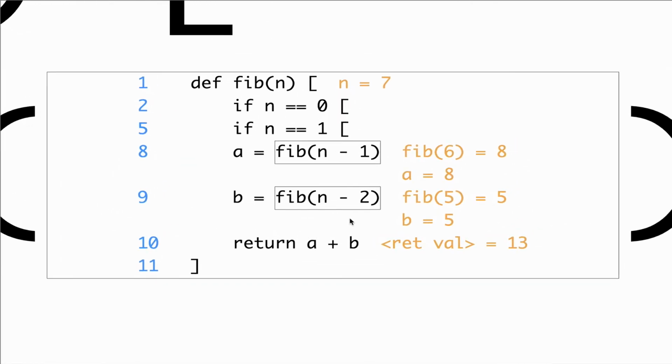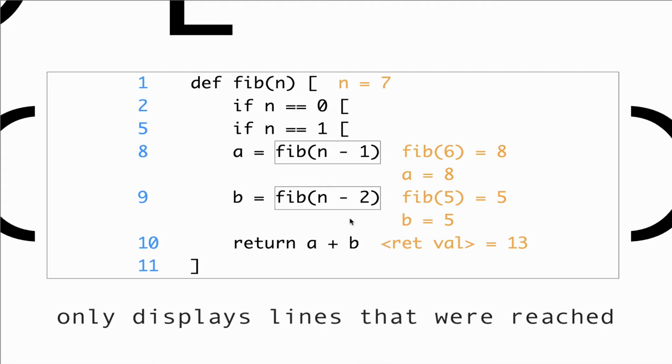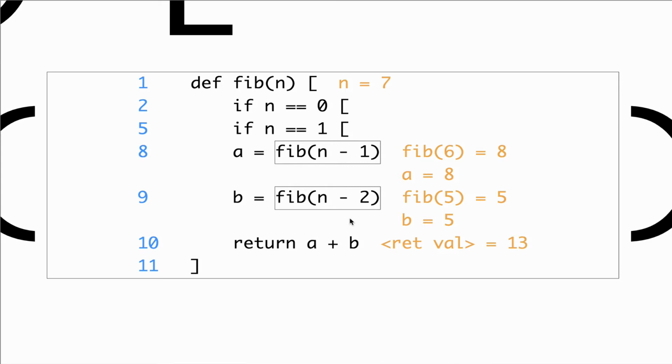Here, we see the execution of the fib function with n equals 7. It does not show every line of source code, but rather it only displays the lines that were reached. Whenever there is a function call, it shows its actual inputs and outputs on the right-hand side. Whenever there is a variable assignment, it shows the value that was assigned to it. And whenever there is a return statement, it shows the value that was returned from this function.